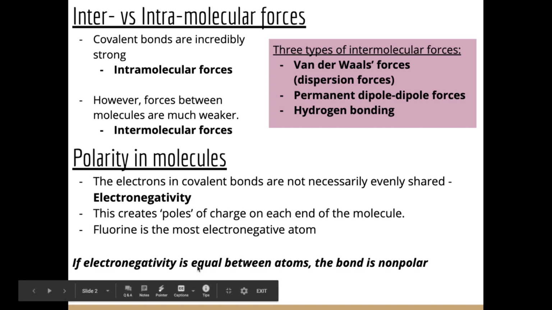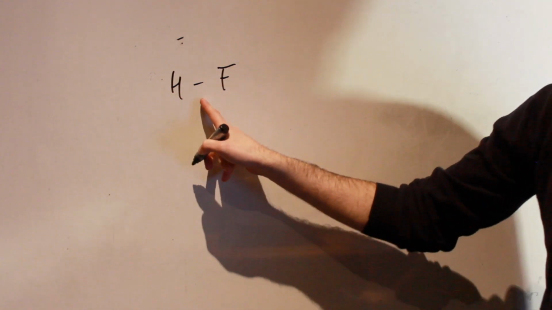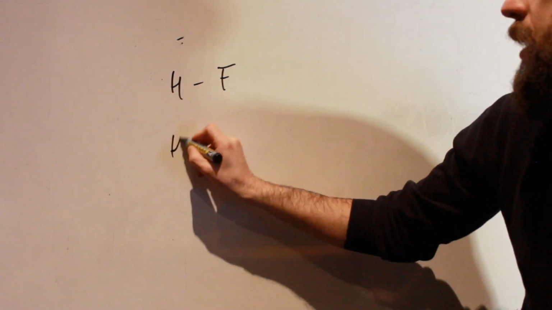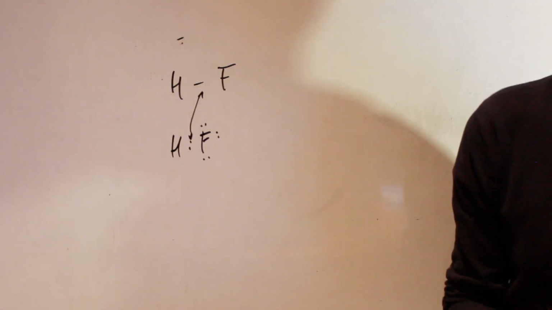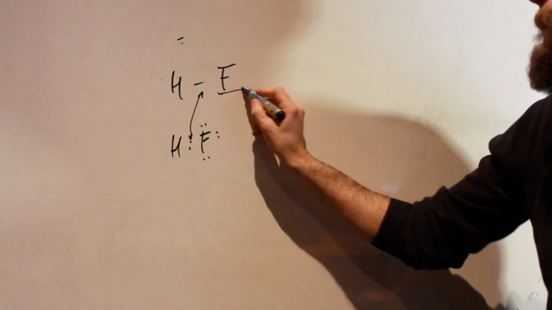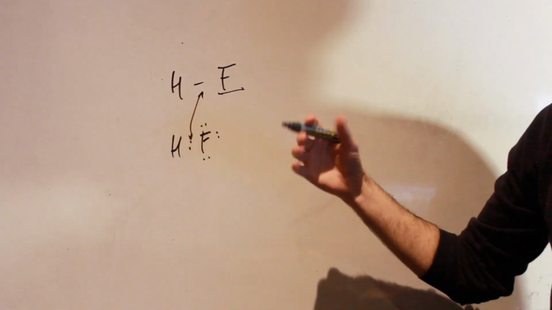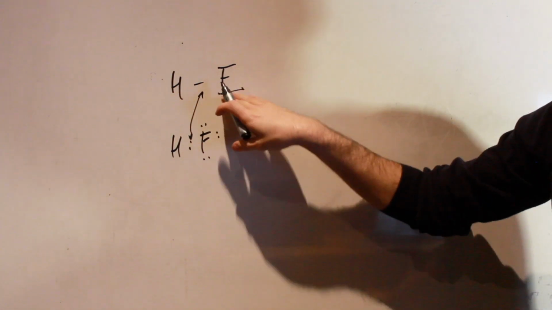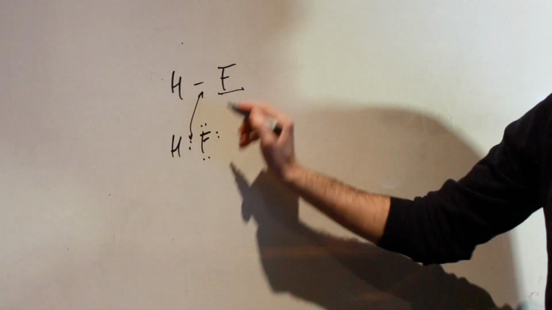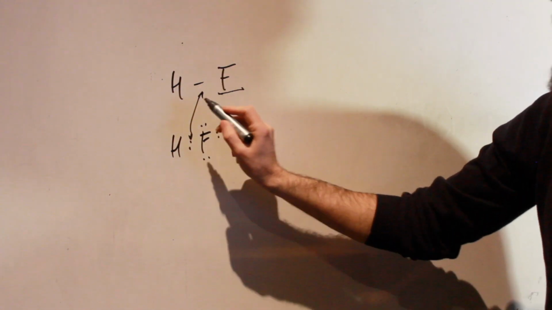So let's think about this. If we've got something like HF, hydrofluoric acid. Now we've looked at this idea of the covalent bond. This is the intramolecular force, them sharing a pair of electrons. Like that, that's our covalent bond there. However, fluorine is a much more electronegative atom. So what this means is that this isn't a symmetric distribution of charge because of the chemical properties of fluorine, because of the amount of protons it has, because of the number of shells it has.